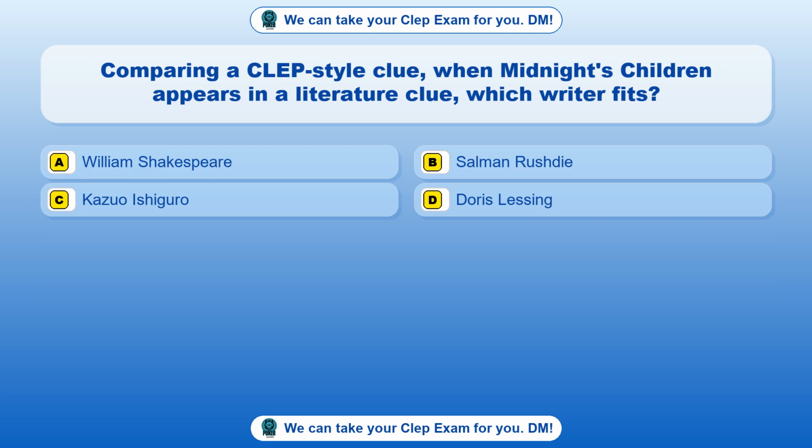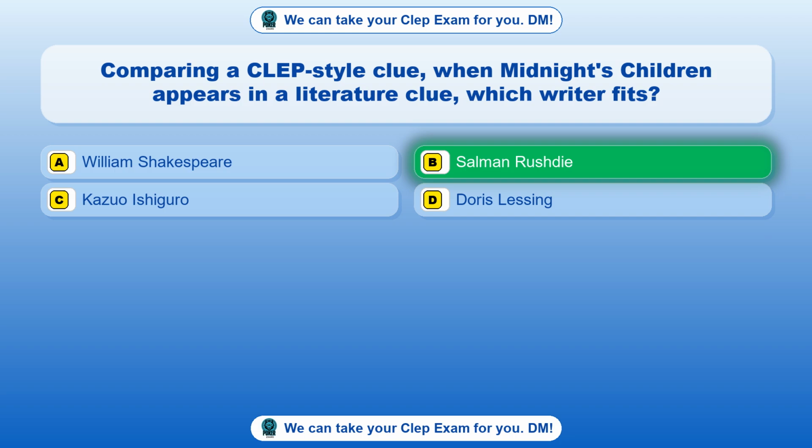Question 54. Comparing a CLEP-style clue when Midnight's Children appears in a literature clue, which writer fits? Option A. William Shakespeare. Option B. Salman Rushdie. Option C. Kazuo Ishiguro. Option D. Doris Lessing. The correct answer is option B.